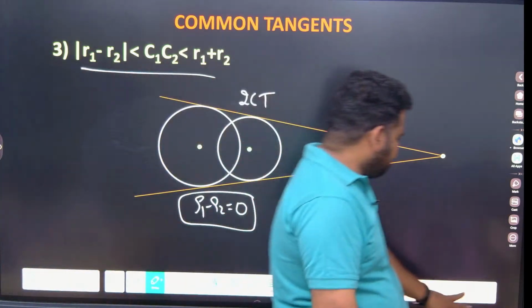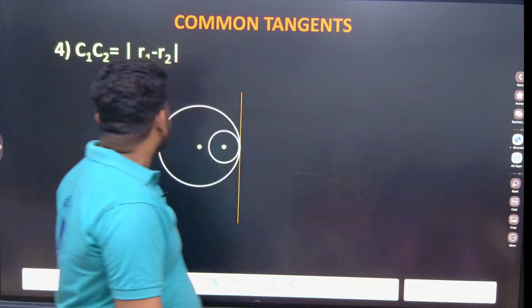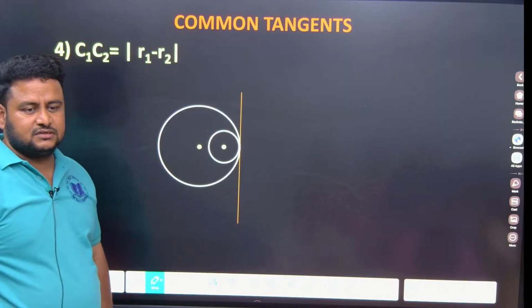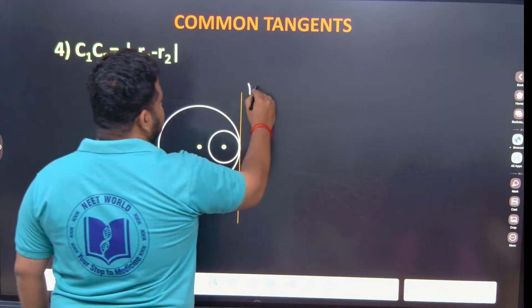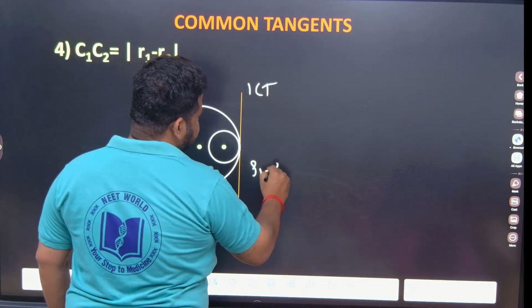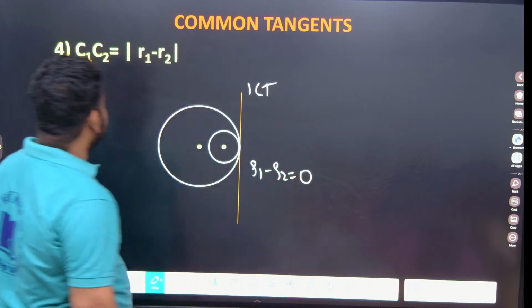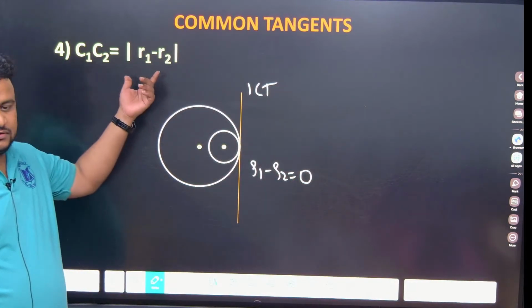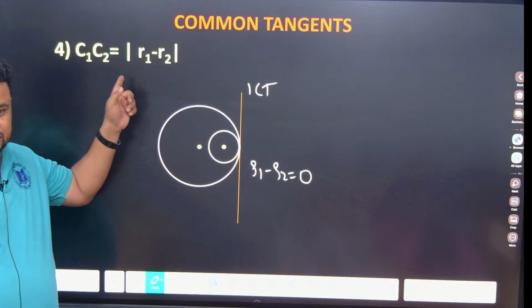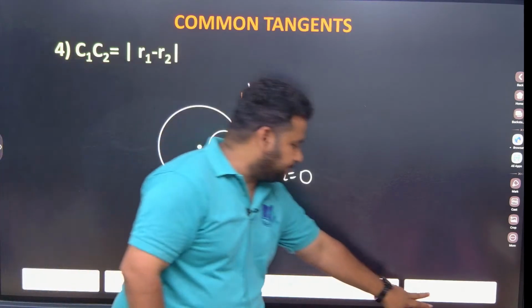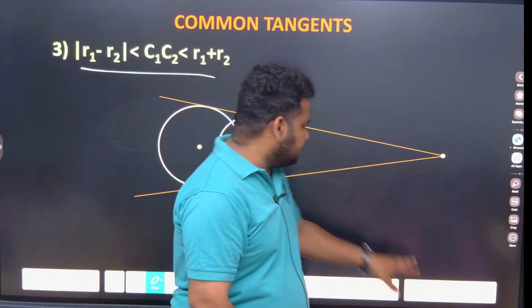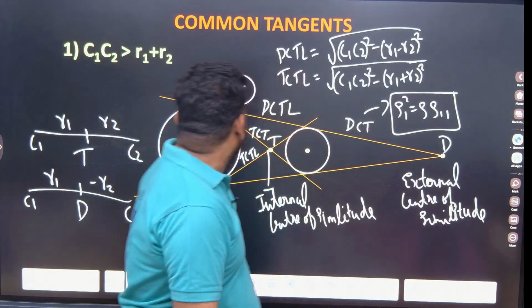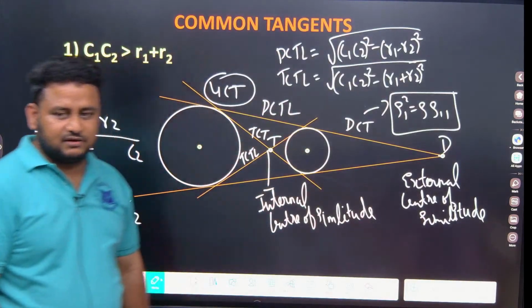Now if it is like this, how many common tangents? 1 common tangent, and it is given by S1 minus S2 is equal to 0. Here C1, C2 is equal to the difference R1 minus R2. These conditions are important, so note them down. First, C1, C2 is greater than R1 plus R2.